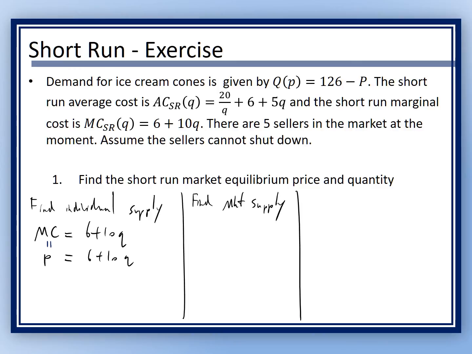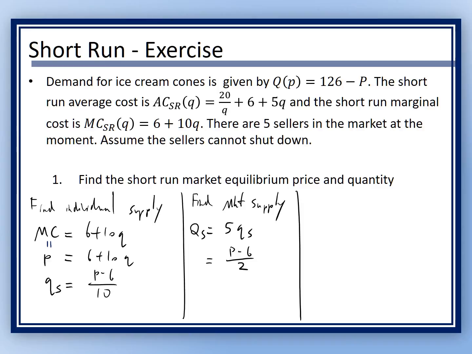Then you rearrange to put Q on one side and P on the other side. So now you have Q equals P minus 6 over 10. This is the individual supply. So you just replace MC with P, then rearrange to get Q as a function of P. Market supply is the number of sellers multiplied by individual supply. So this is going to be 5QS, which would be P minus 6 over 2. That's the market supply.